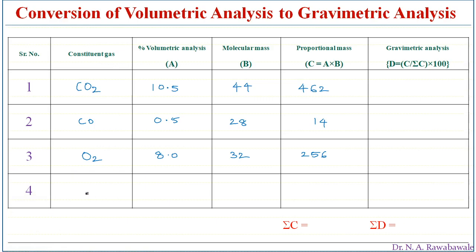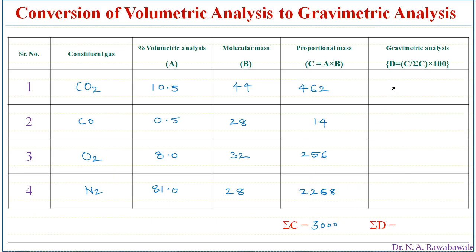So here the constituent is nitrogen, which is 81% by volume, and the molecular mass of nitrogen is 28, and this works out to be 2268 as the proportional mass. Now adding all these proportional masses, we get the summation of C as 3000.